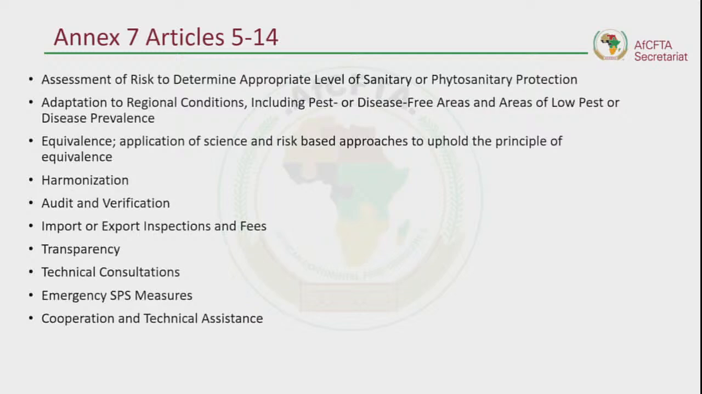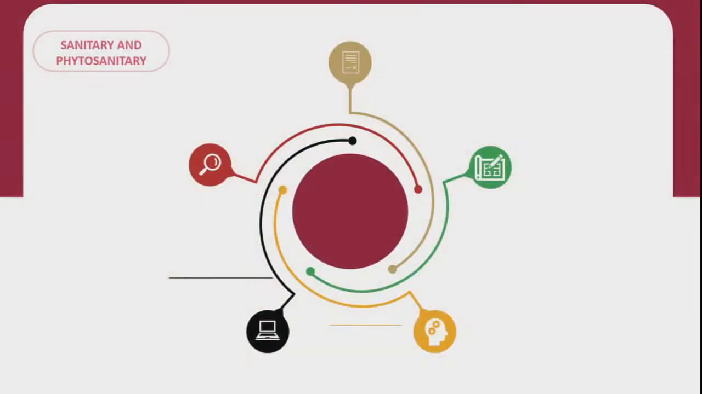So it's important to note that in Annex 7, Articles 5 to 14 are the technical ones. Maybe I need to show you here. There's one that has to do with assessment of risk to determine appropriate level of SPS protection, adaptation to regional conditions, equivalence, harmonization, and all that. This presentation will be shared with you.